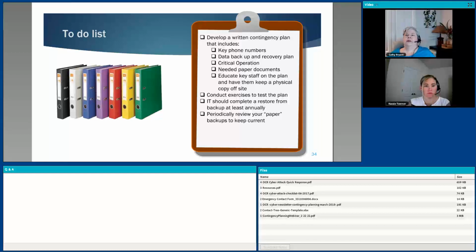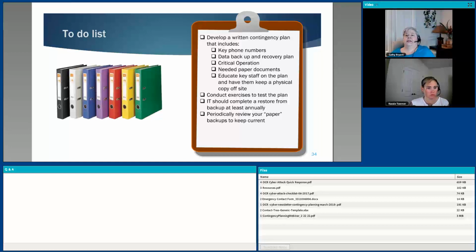You need to look at all the different applications that you use and decide which ones are most important for getting your clinic back to full operations. Many times you have to do this literally just because of the manpower that's involved in getting each of those applications back up and running. They need to know which ones you want first. You need to make sure all your key staff are educated on the plan and have that physical copy off-site.